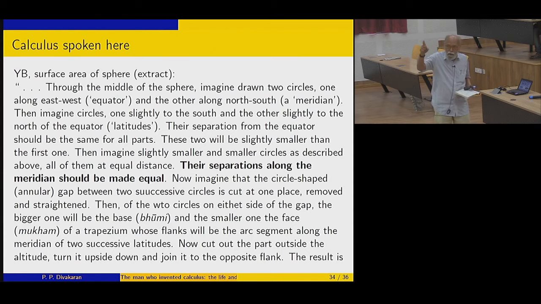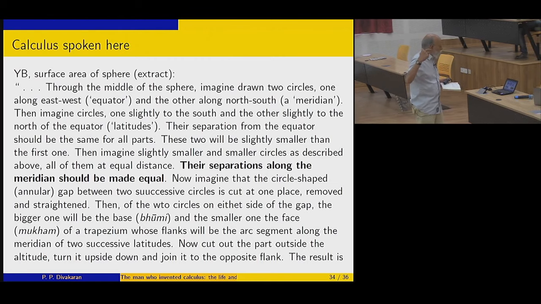I show this because this is the way they actually write. I chose a particular example because it's very easy to follow. When you have complicated formulae, it's not easy to follow. But the text is very clear. There is no confusion about it. The separations along the meridian should be equal.